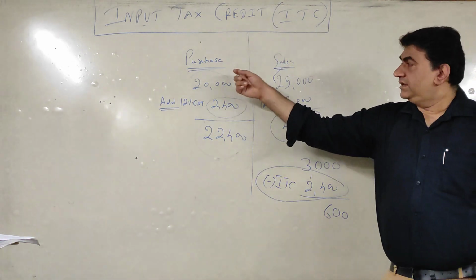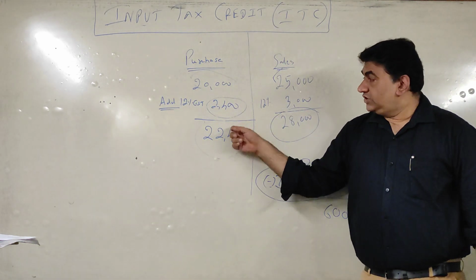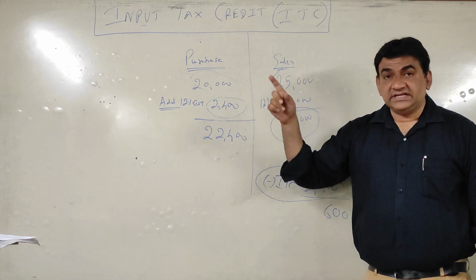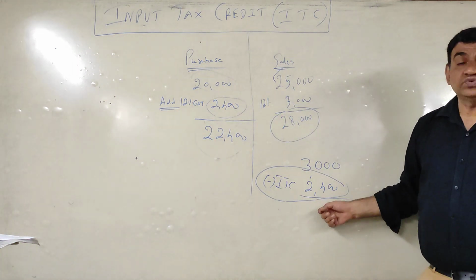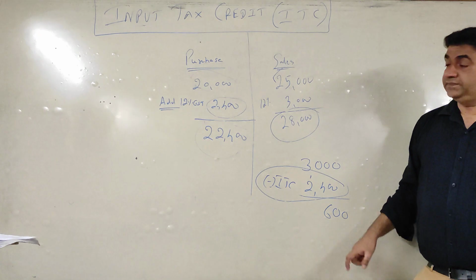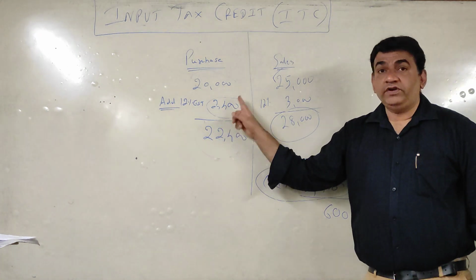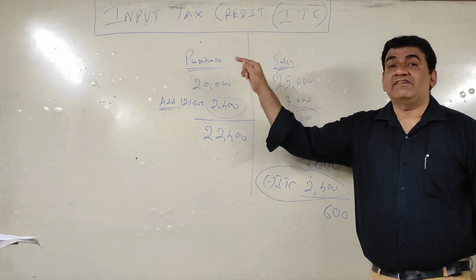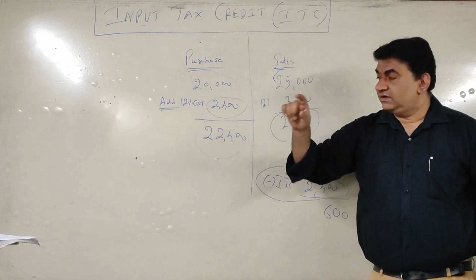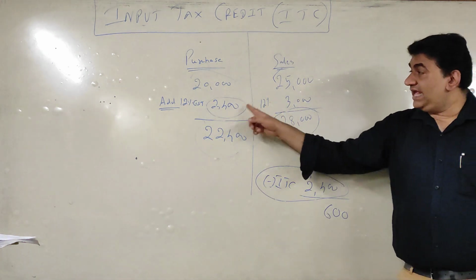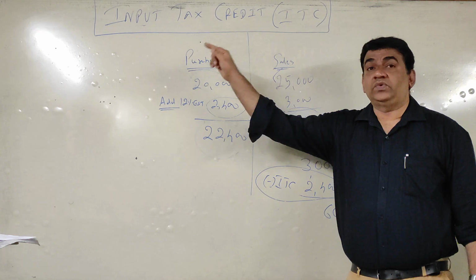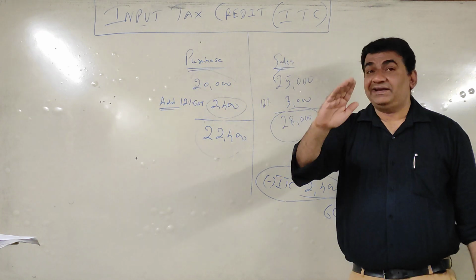Same example. Tax invoice. You have paid this. Now listen up. You just cannot claim this 2,400. What I told you. You have paid 2.4 to whom? To the government. Now, you can claim this only if this amount has gone to government. I'll tell you a practical example.